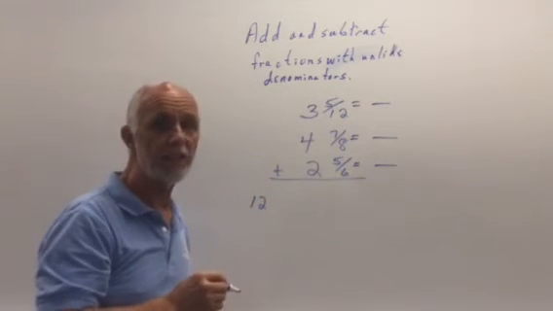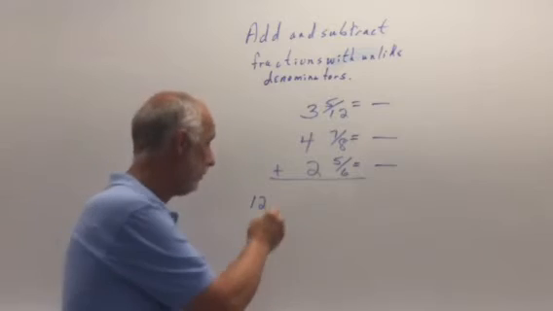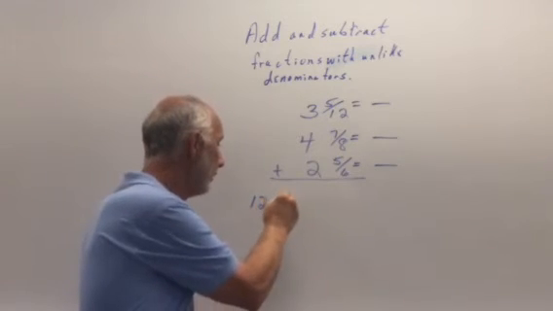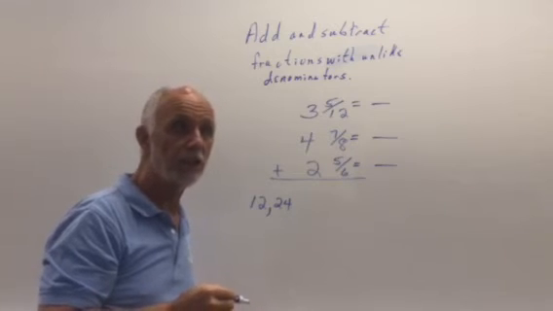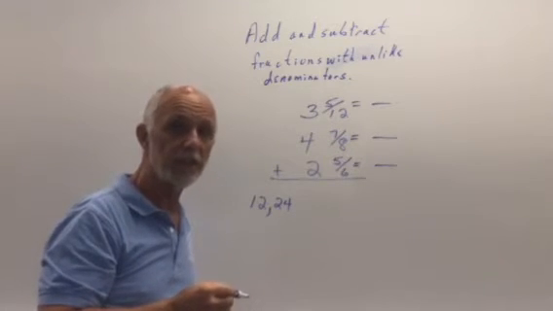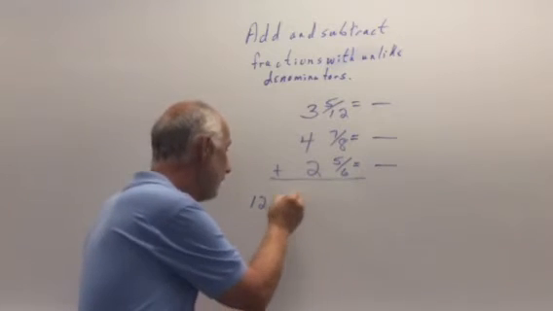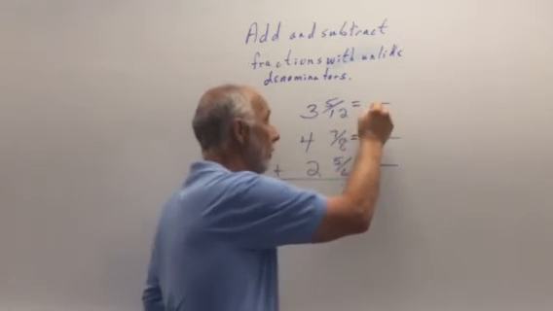Does 8 go into that evenly? No. 12 times 2 is 24. Does 8 go into that evenly? Yes. Does 6 go into that evenly? Yes. The common denominator, ding, ding, ding, is 24.